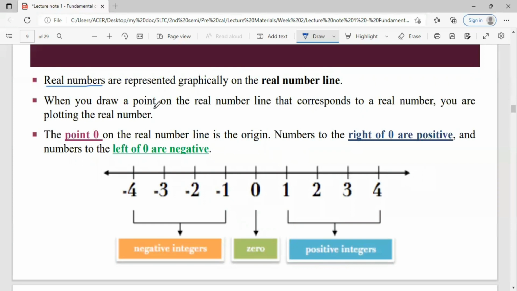When you draw a point on the real number line that corresponds to a real number, you are plotting the real number, right? The point 0 on the real number line is the origin. Numbers to the right of 0 are positive, and numbers to the left of 0 are negative. So 0 is the origin, and numbers to the right of 0 are positive.